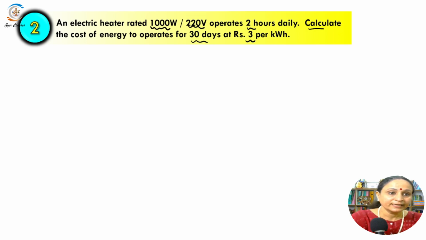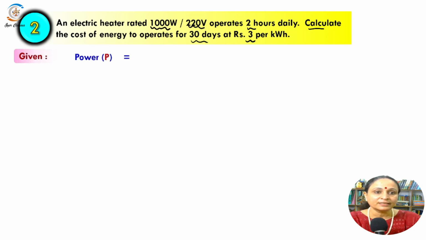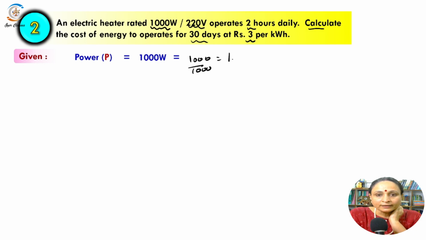Okay, so what is the rating? So it is electrical heater. What is given to you? Power is 1000 watt. I need to convert it into kilowatt. So it is 1000 divided by 1000. So 1 kilowatt. ठीक है.